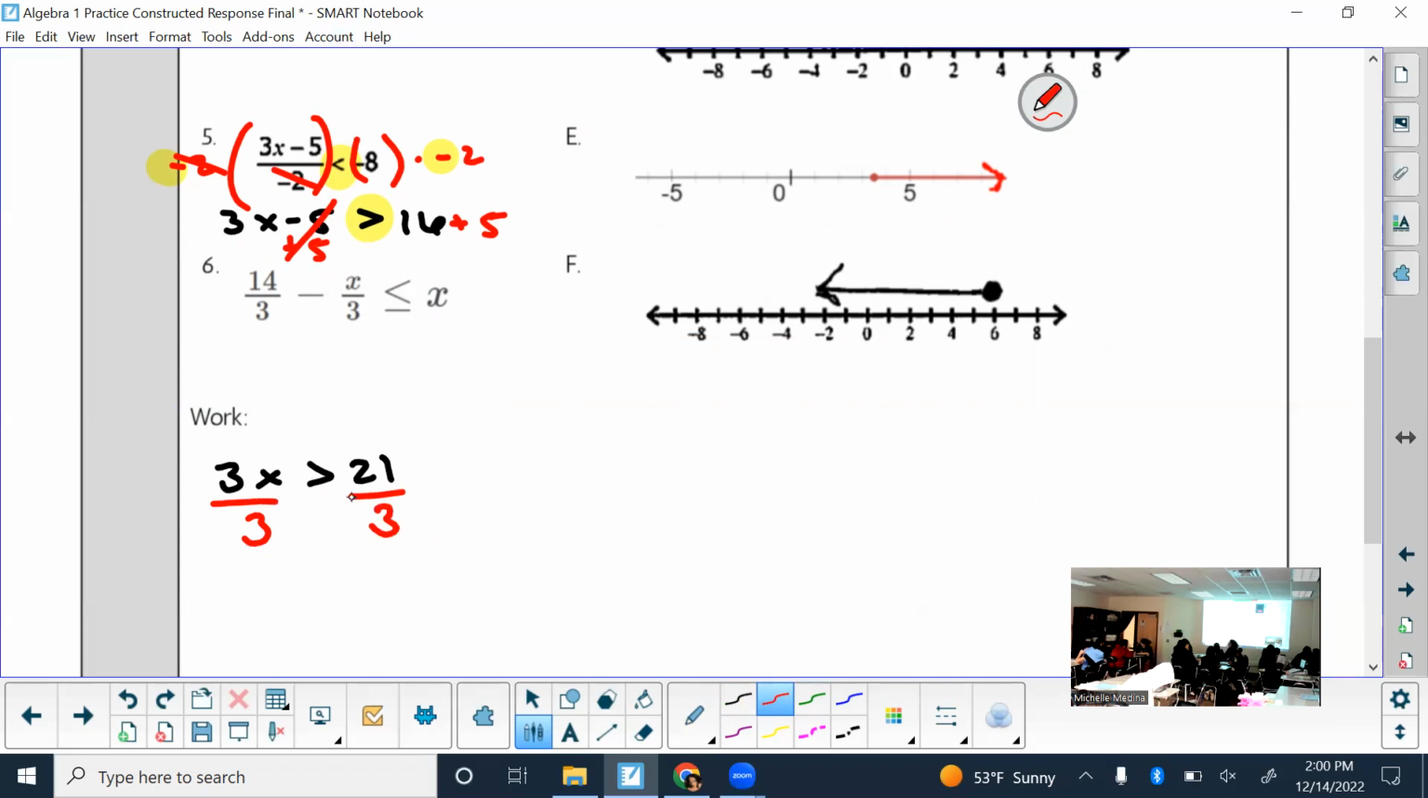And do that on each side. Do I need to flip the sign for that? No, because 3 is not negative. So leave it alone, still the same. What's 21 divided by 3?